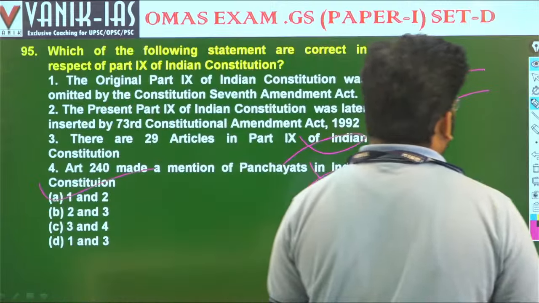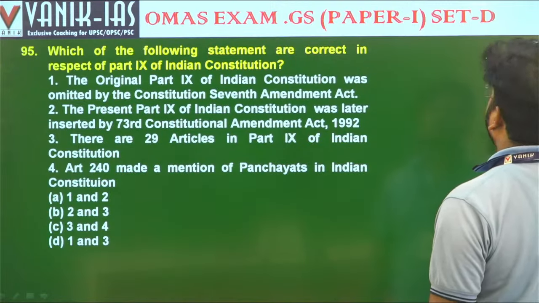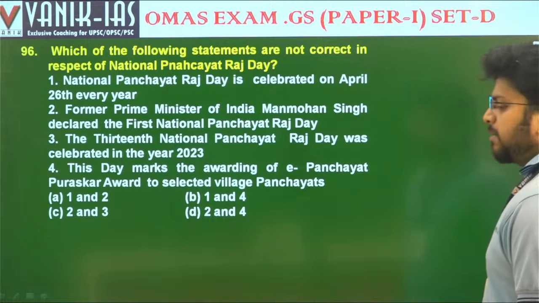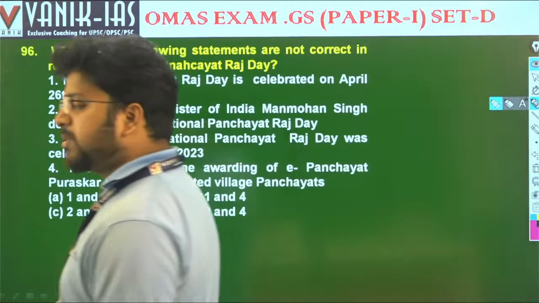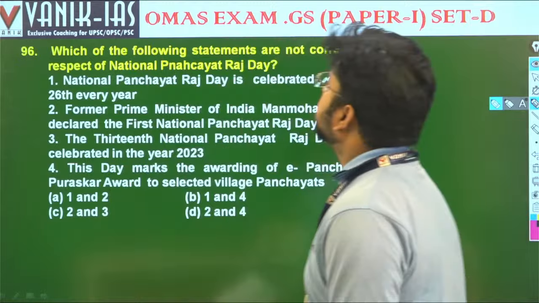The 73rd and 74th constitutional amendments of 1992, during the period of the Narasimha Rao government, gave constitutional status to Panchayat Raj, based on the Balwant Rai Mehta committee.